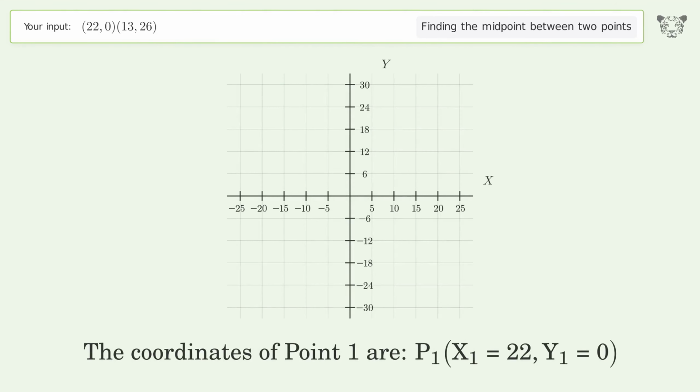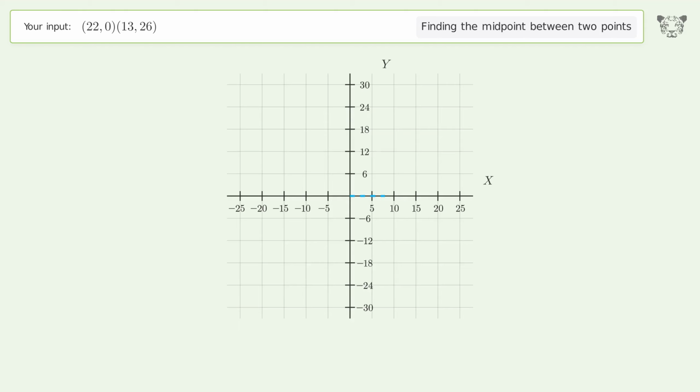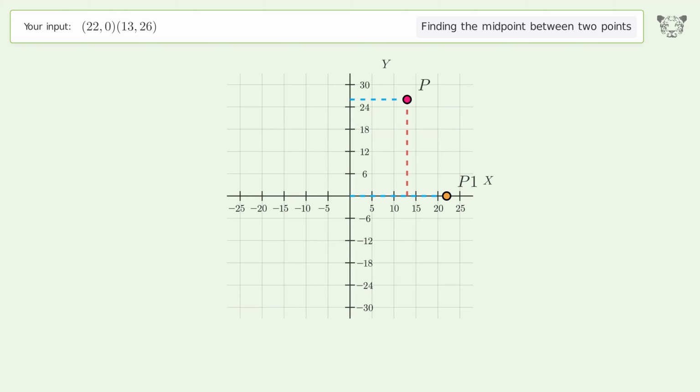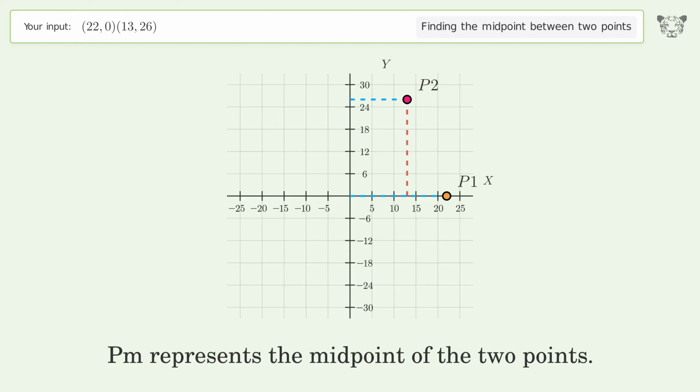The coordinates of point 1 are x1 equals 22, y1 equals 0. The coordinates of point 2 are x2 equals 13, y2 equals 26. PM represents the midpoint of the 2 points.